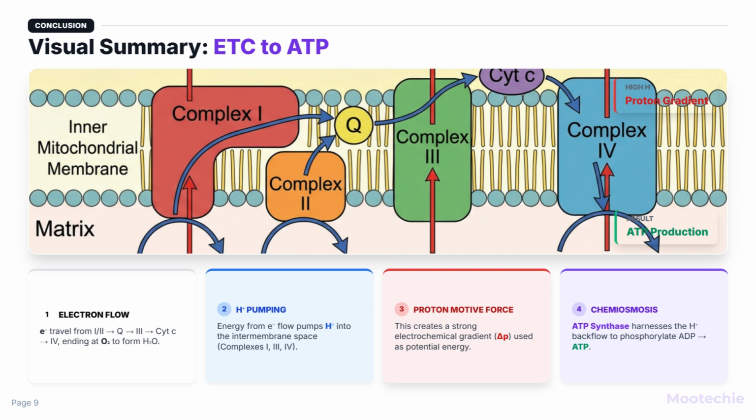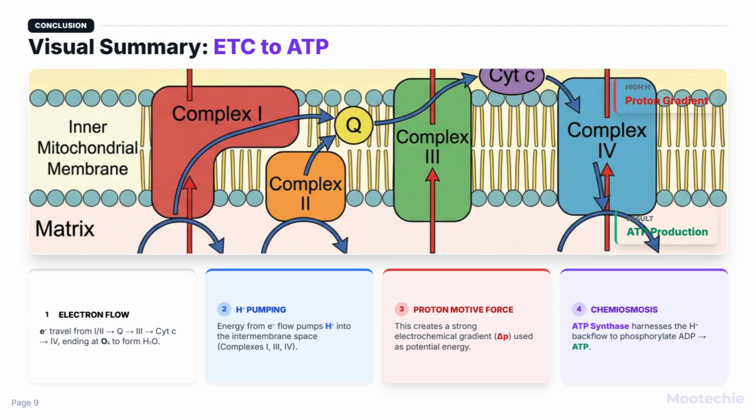Second, the energy from this electron flow is used to pump hydrogen ions into the intermembrane space via complexes 1, 3, and 4. Third, this creates a strong electrochemical gradient, the proton motive force, now storing potential energy. Fourth, and finally, through chemoosmosis, ATP synthase harnesses the backflow of these protons to phosphorylate ADP into ATP.